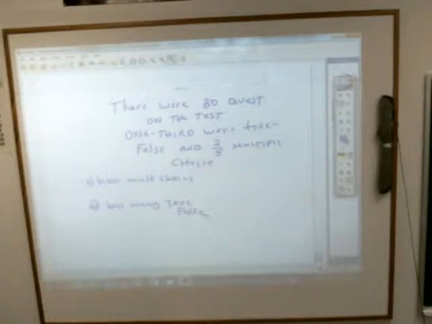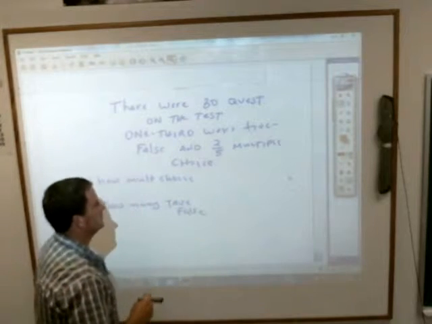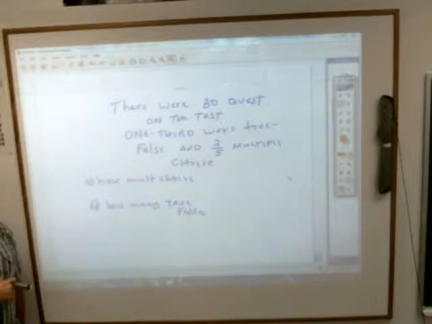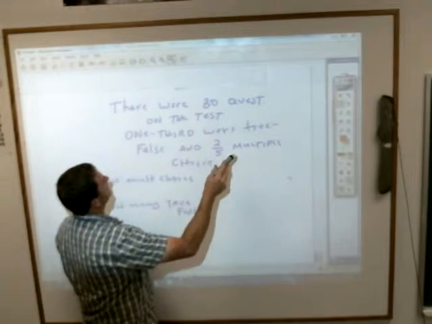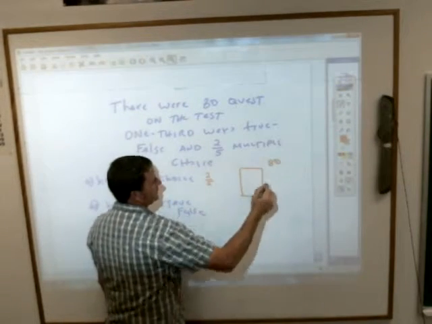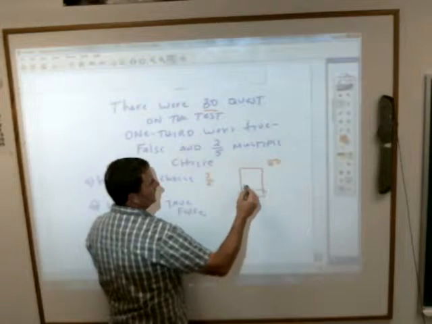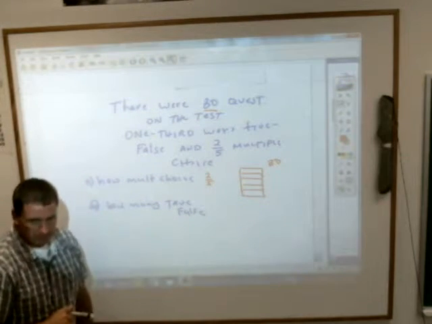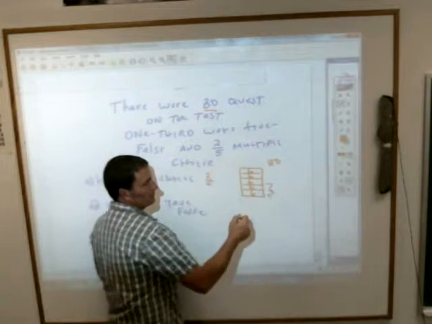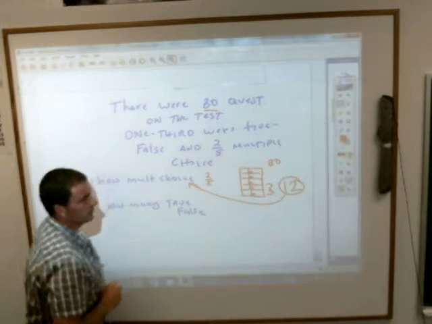So how do we attack this problem? Kendall suggests writing the fractions out and changing the denominator to the same thing. I don't think you necessarily have to do that. I would just make it 2 different problems. Multiple choice were 2/5. If you have your little box like we drew last year, these are all the questions. There's 30 of them. You're cutting that 30 into 5 equal pieces. Each piece is how many? 6. And you have 2 of those 5 pieces. That means there were 12 multiple choice questions.